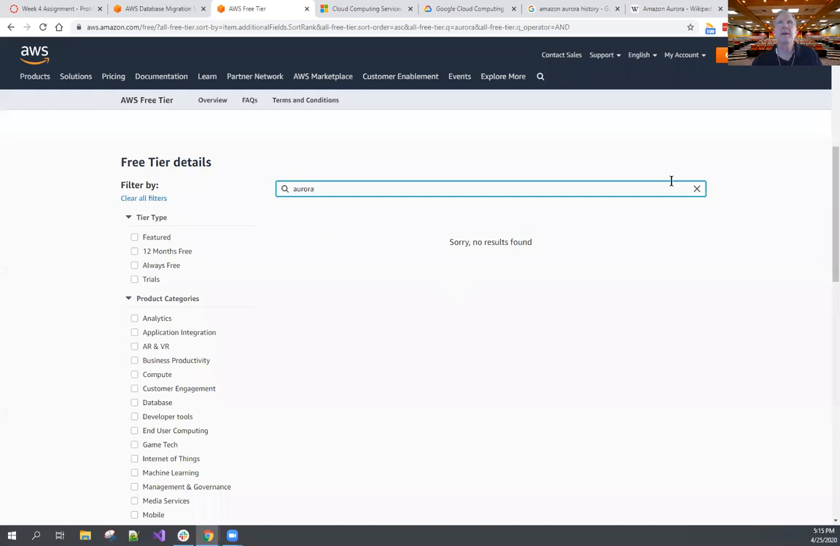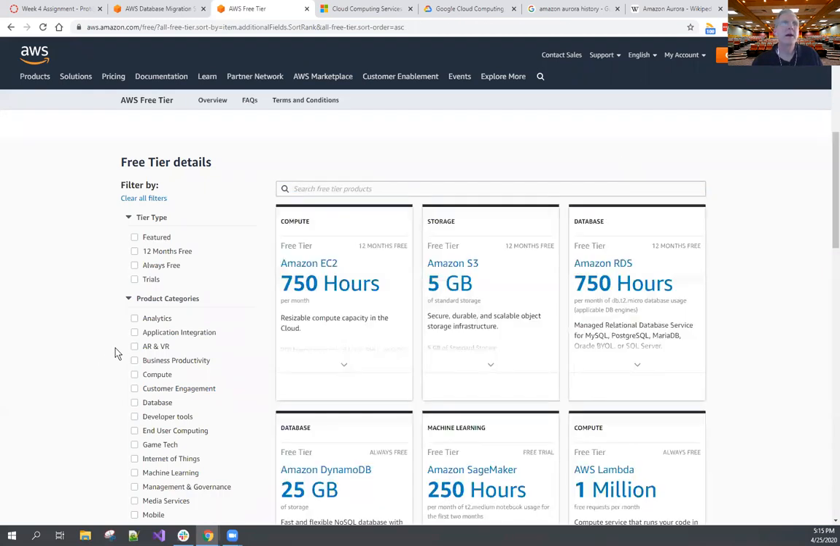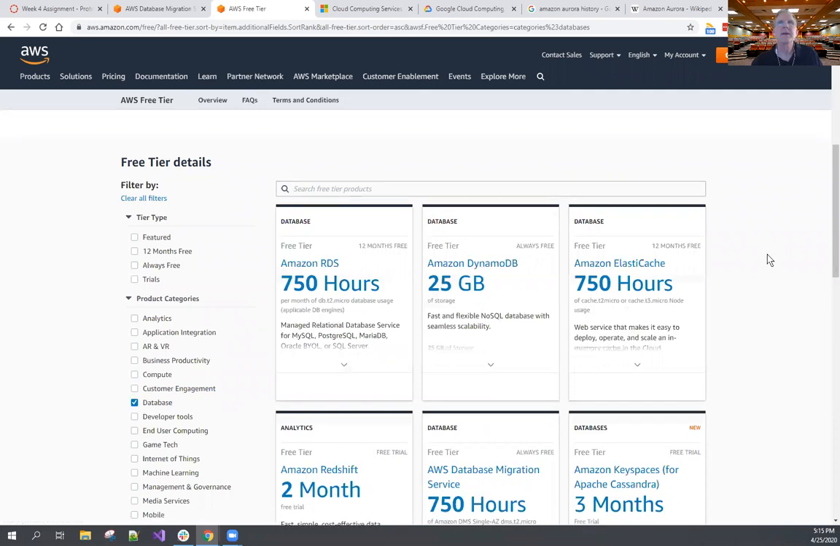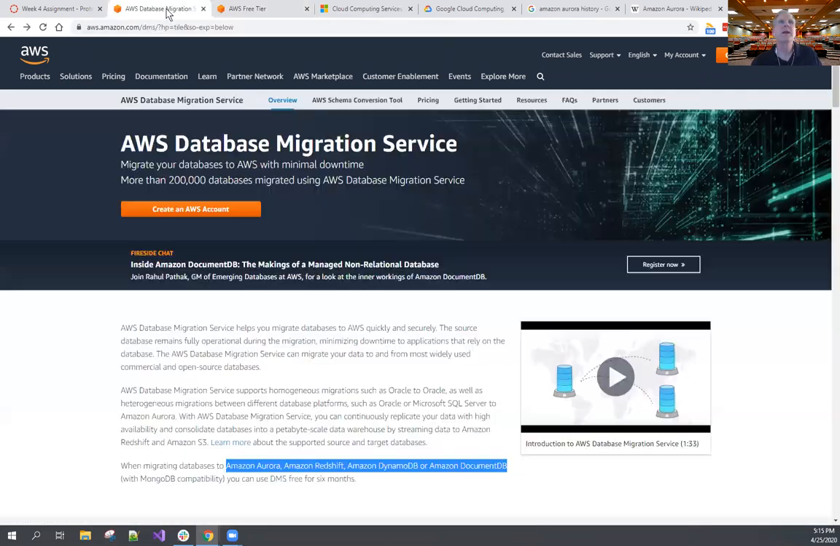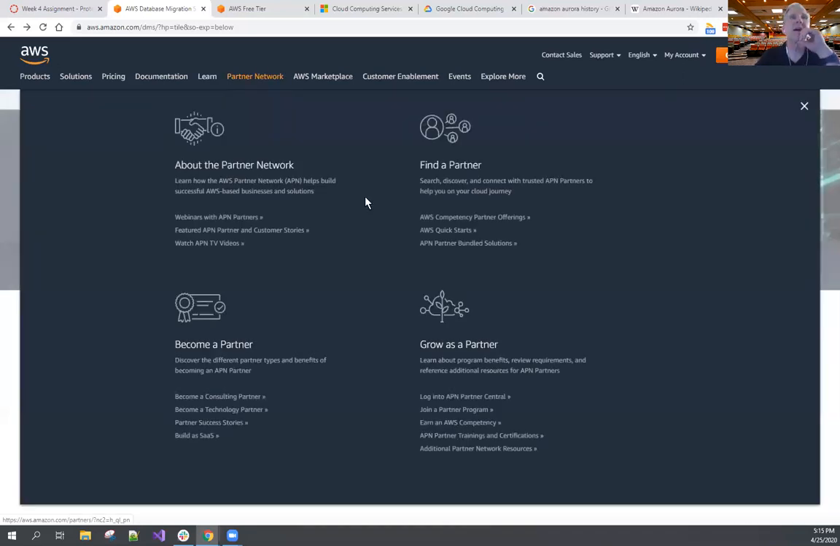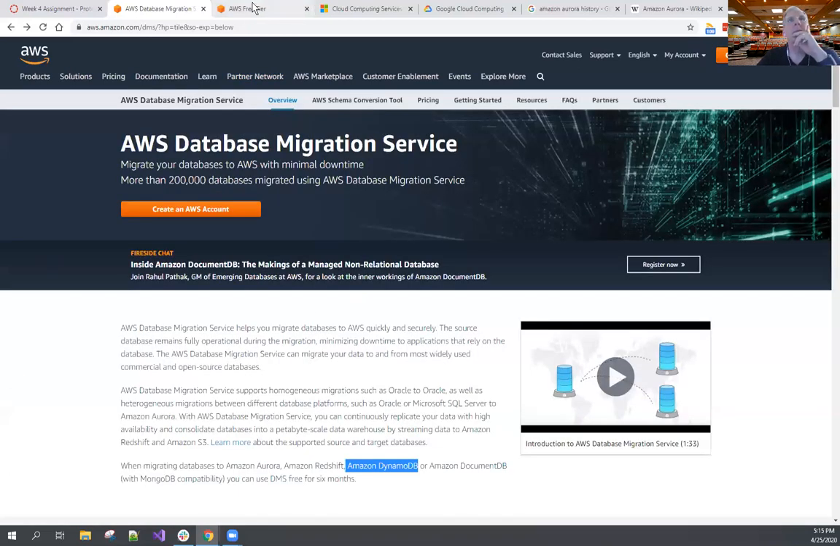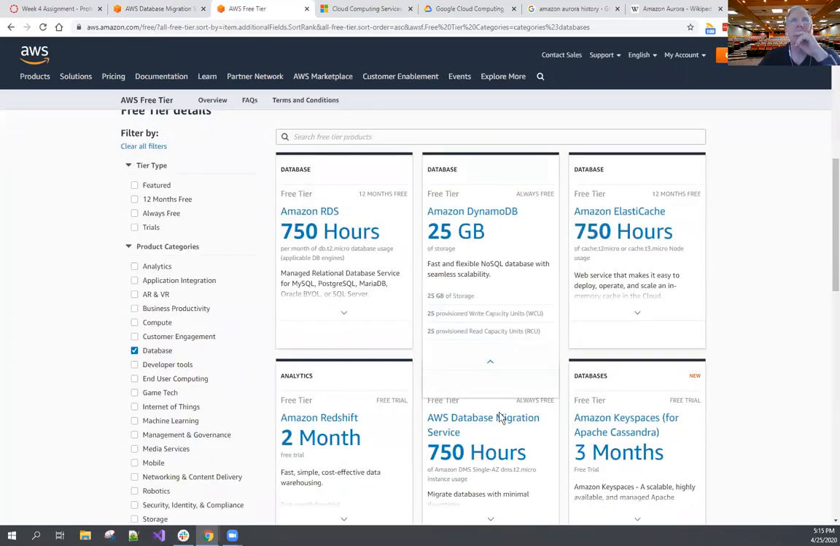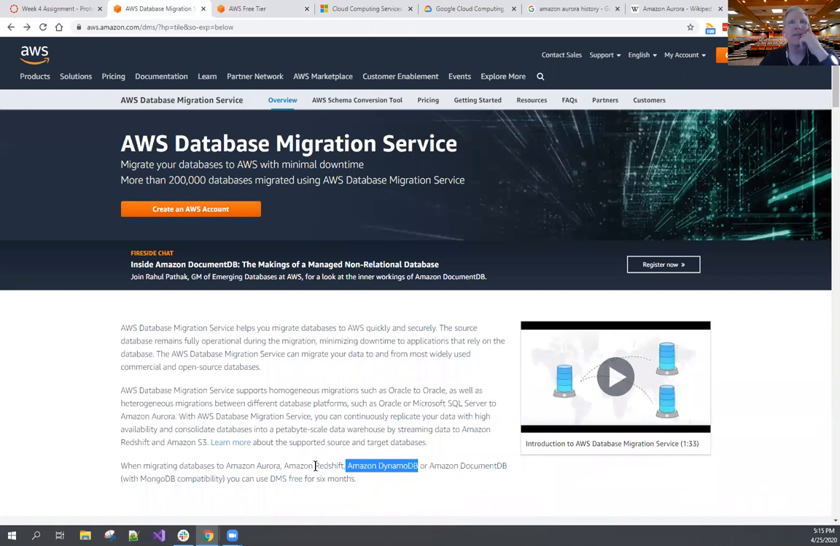Free tier database. So we got DynamoDB. Look at that. There, free database and free database. Wow, that's kind of interesting. Because here's the free tier of database. It's got Redshift, 2 months. And there's the database migration service. That's what we're looking into right now. So Redshift and DynamoDB. So let's see, here's the migration. Redshift, DynamoDB. Great, this is looking good.